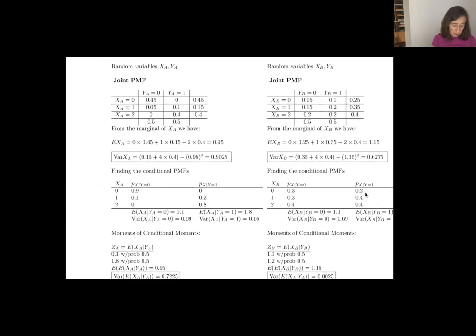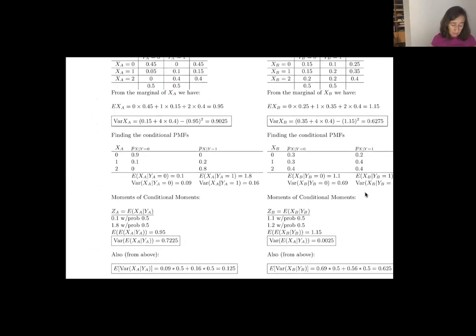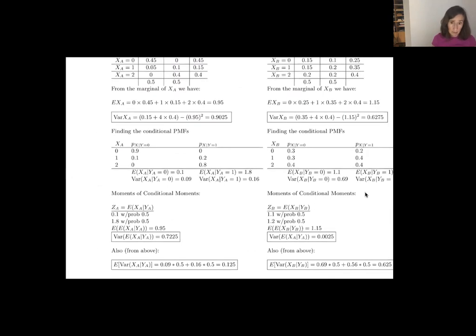We're starting with joint probabilities for x equals 0, y equals 0, x equals 0, y equals 1, etc. And from that, we can add across columns and rows to get the marginals. We can calculate the unconditional expected value and the unconditional variance. We can do both of those things. And we can find the conditional PMFs.